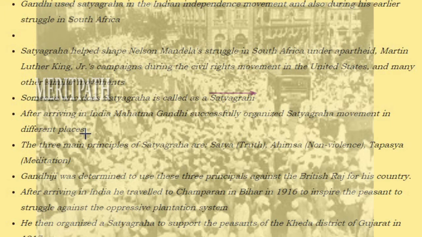After arriving in India, Mahatma Gandhi successfully organized Satyagraha movements in different places. The three main principles of Satyagraha are Satya, which is truth, Ahimsa, which is non-violence, and Tapasya, meaning meditation. Gandhiji was determined to use these three principles against the British Raj for his country. After arriving in India, he travelled to Champaran in Bihar in the year 1916 to inspire the peasants to struggle against the oppressive plantation system.